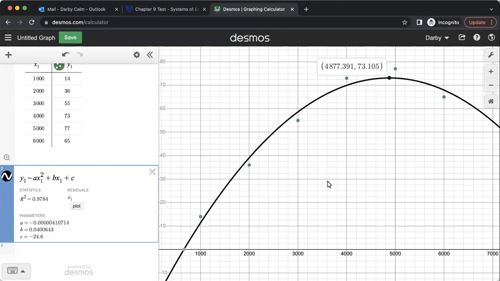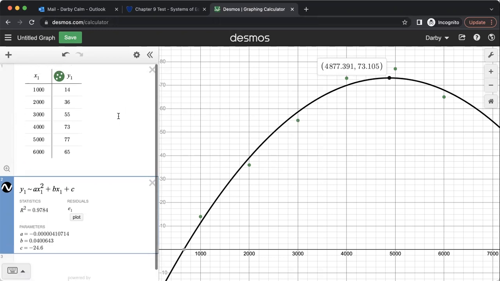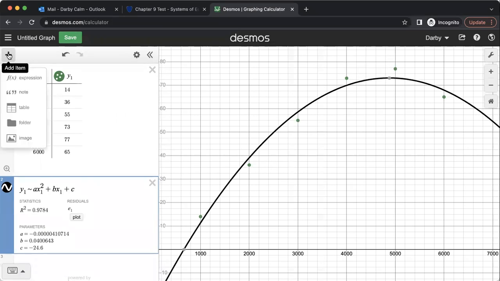This is a quick tutorial on how to use Desmos for a line of best fit with a quadratic formula or quadratic equation, a parabola. So in Desmos, like desmos.com and the graphing calculator, it's free. First, you're going to click on the add item plus sign in the upper left.